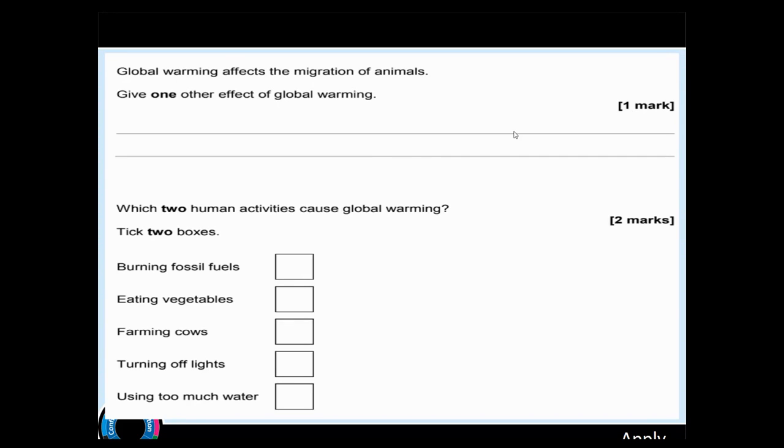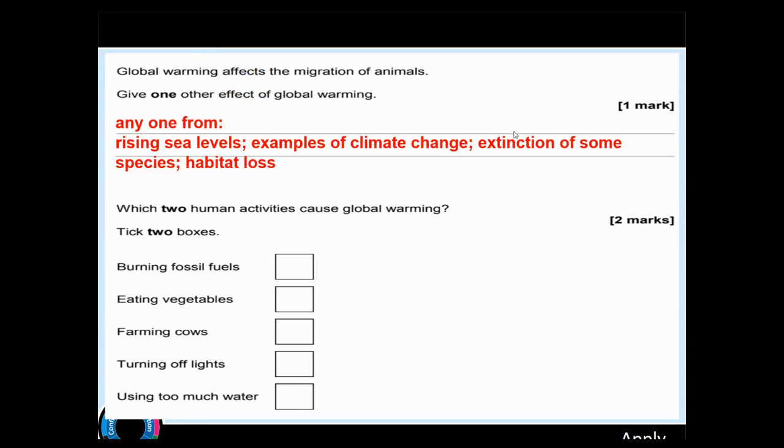Okay, look at the answers. So, rising sea levels, examples of extreme weather conditions, extinction of some species and habitat loss. Of course, rising sea levels means coastal areas will be flooded. If you've written that you'll be losing coastal cities, then that is good. Like London, Amsterdam, which is below sea level. So if we have rising sea level, then parts of it will be submerged in water.